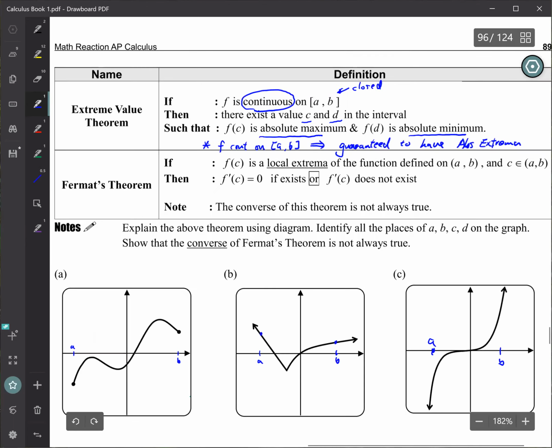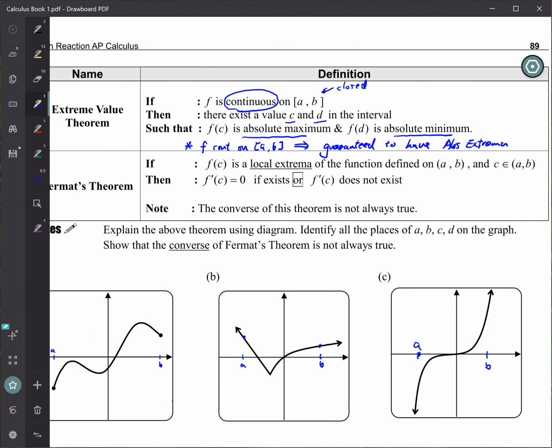Okay, so here it says that f of c is a local extrema. When you see the word local, you have to remember it's an open interval, right? Locally, defined on here. So you see here, this is an open interval. And then c is an element of (a, b). This symbol means an element, part of it. Could be any point within a to b.